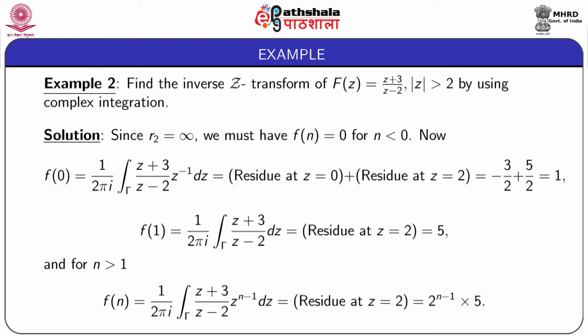Now, for n greater than 1, f(n) is equal to 1 by 2 pi i integral of (z plus 3) by (z minus 2) into z to the power n minus 1 dz, and this integration is equal to the residue at z equal to 2, which can be calculated to be equal to 2 to the power n minus 1 into 5. So, f0, f1 and f(n) are obtained by using complex integration for n greater than or equal to 0, which is the inverse of capital F(z).